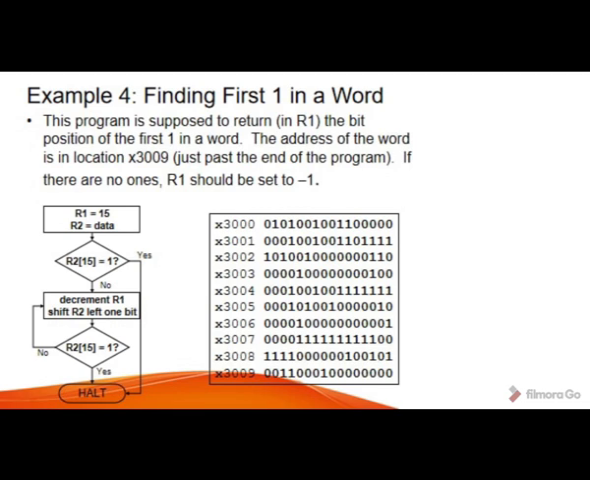This slide shows the example for finding the first one in a word. This program is supposed to return in R1 the bit position of the first one in a word. The address of the word is in location x3009, just past the end of the program. If there are no ones, R1 should be set to -1.